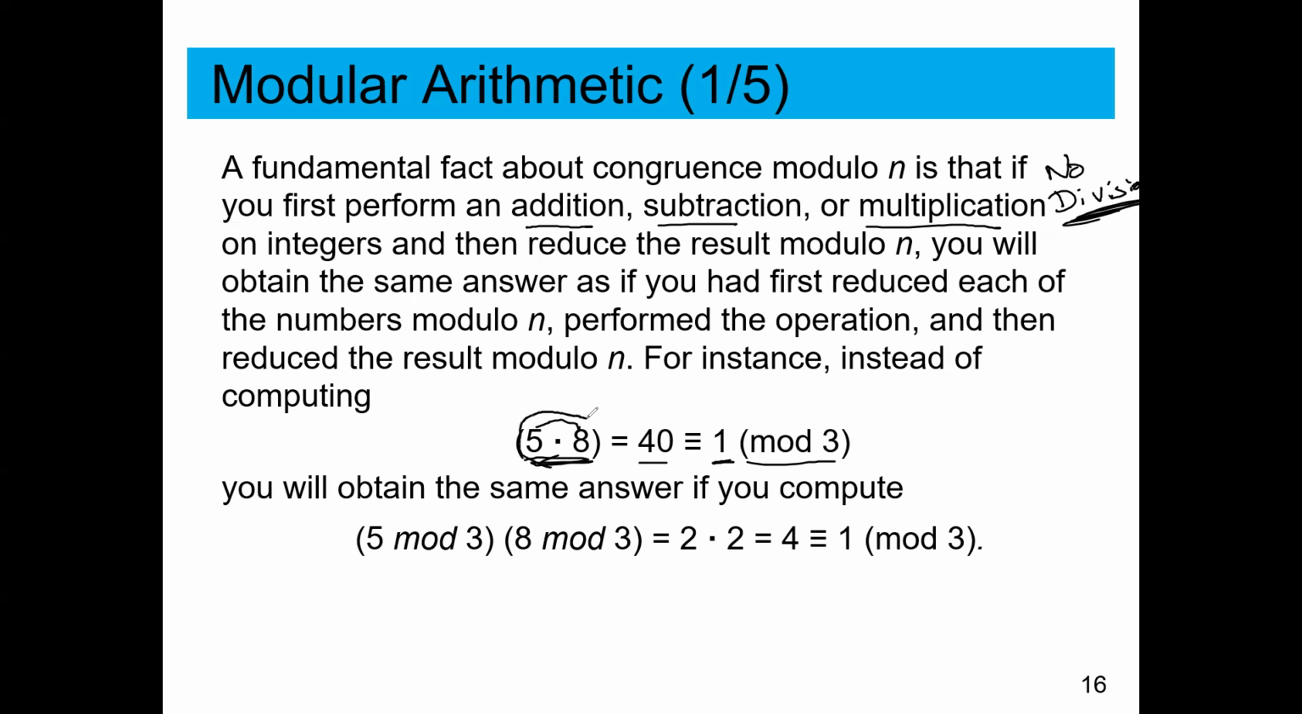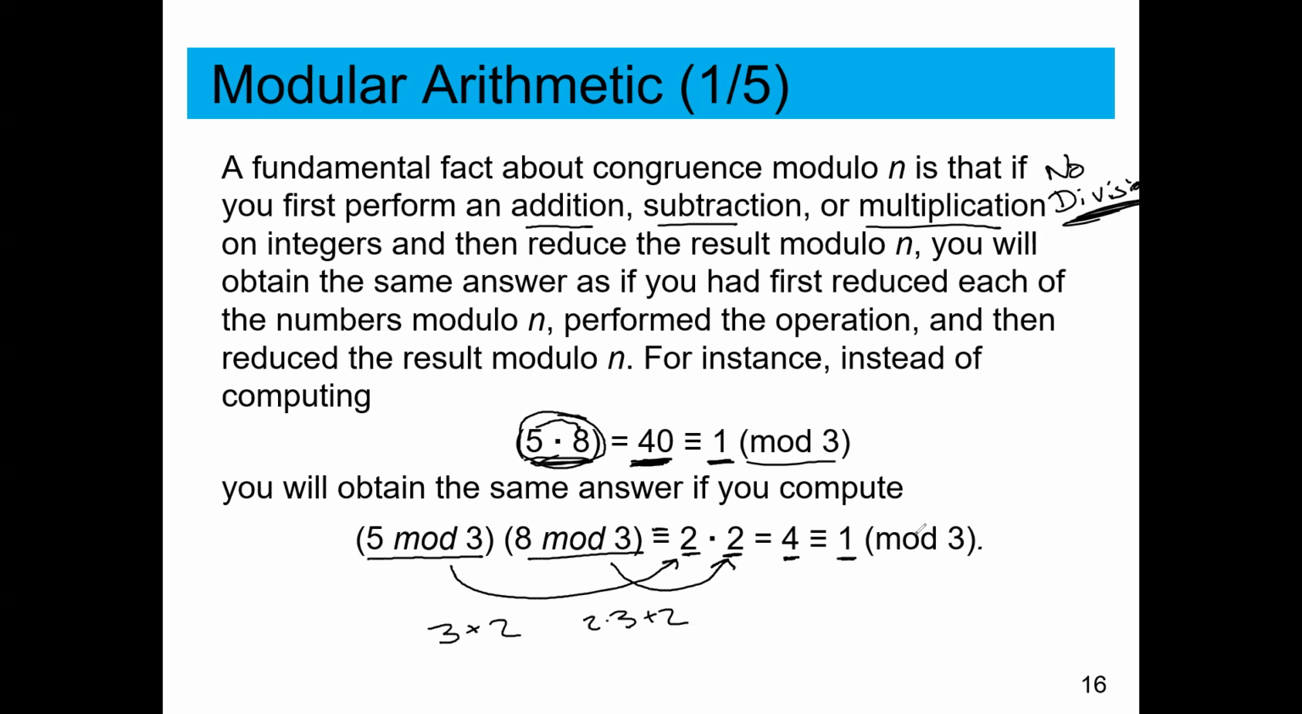I could have done this by getting a really big number. These could have been even bigger, and I could have gotten another big number. That's not good. However, I could have done 5 mod 3, which gives me 2, and then 8 mod 3, which also gives me 2. Because 5 is 3 plus 2 left over, and 8 is 2 times 3 plus 2 left over. That's how we got both of these 2's. 2 times 2 is 4, which is 1 mod 3.